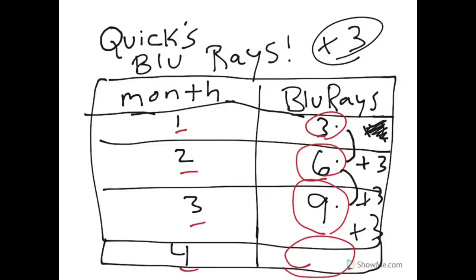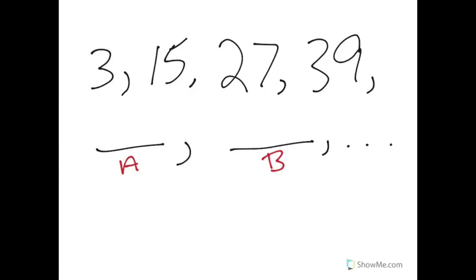So now we figured out that our pattern is plus 3. So we go from 9 plus 3, and we know that our fourth term here is going to be 12. All right, let's keep going. If I gave you these numbers in this pattern, 3, 15, 27, 39, and then I give you blank A and blank B, could you figure out what blank A and blank B are?